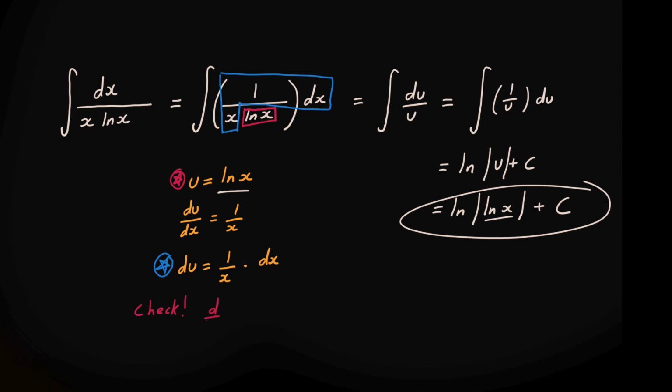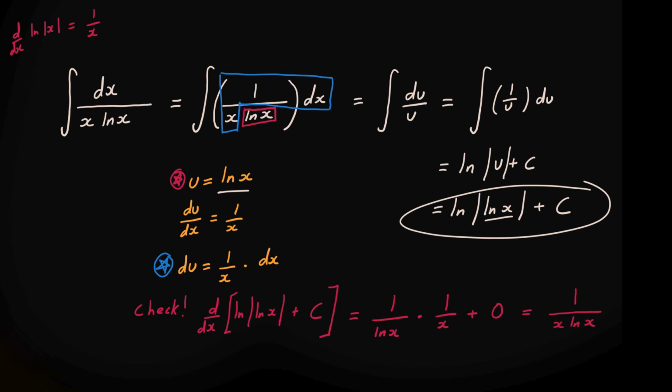And if you don't believe this is the right answer, well, sir or madam, you can always check. Just take the derivative of your answer. Let's remind ourselves that the derivative of plain old natural log of the absolute value of x is always going to be 1 over x. So then chain ruling that first term in the brackets gives us 1 over the natural log of x times 1 over x plus 0. Derivative of c is 0. And of course, this exactly matches what we have on the inside of our original integral.